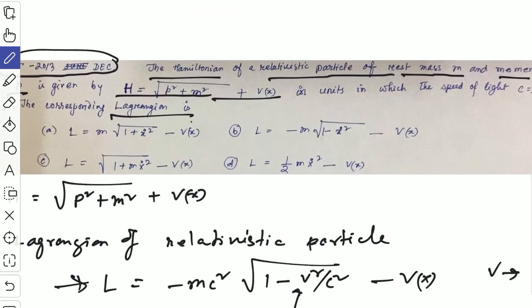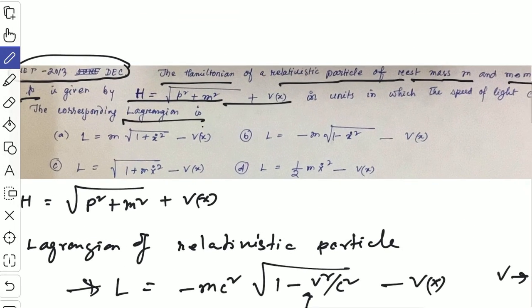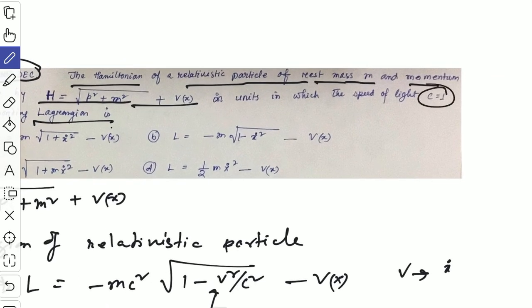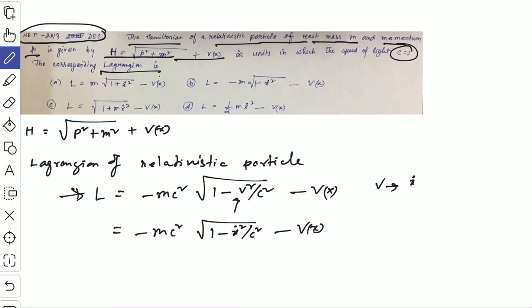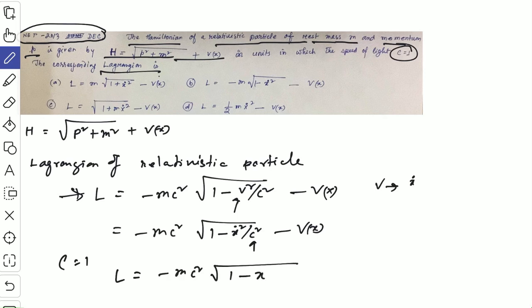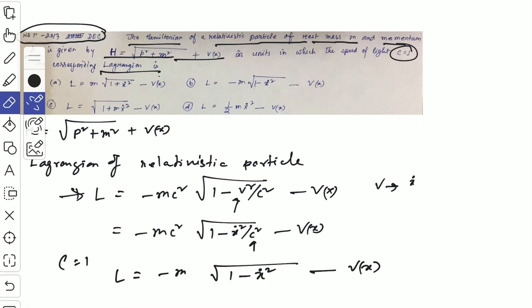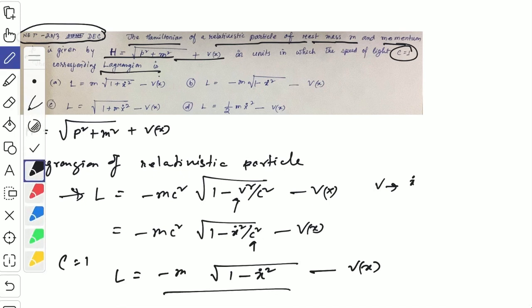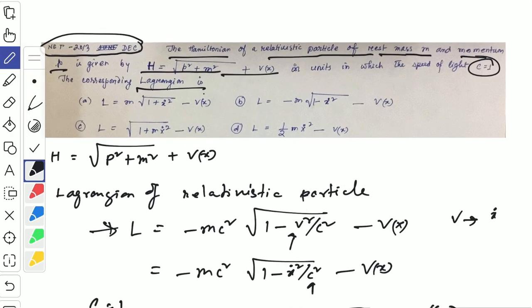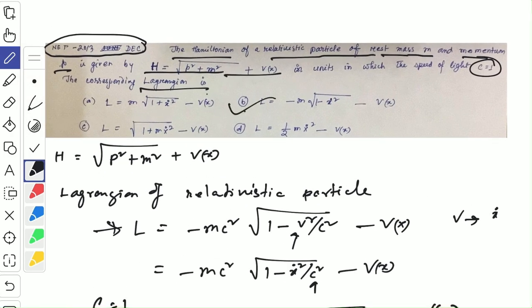One more thing: it is given in the question that c is equal to 1. If you put c is equal to 1 here, then you will get L is equal to minus m root over 1 minus x dot square minus bx. Sorry, one more thing, this c should not be there because it is 1. So which option is correct? Check the options here. This is option B, I think. Yes, option B. Hope you have understood this. Now let's move on to the next.